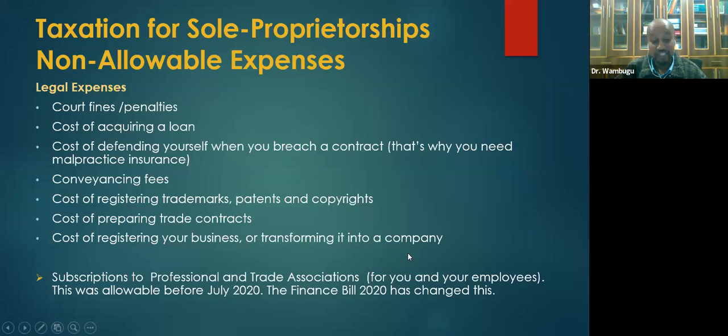The finance bill has changed, and this is very interesting. So you can actually not deduct that from your income. So anybody who paid their subscription fees before the 30th of June this year, when you're doing your returns for this year, it will be allowed. But anybody who paid after July of 2020, it will not be allowed going forward.